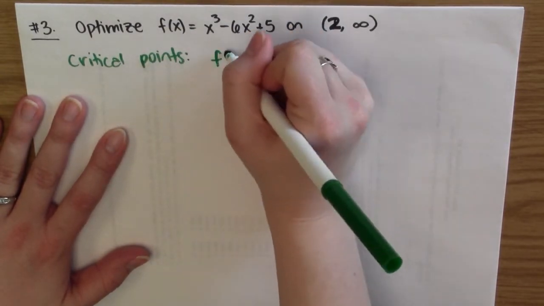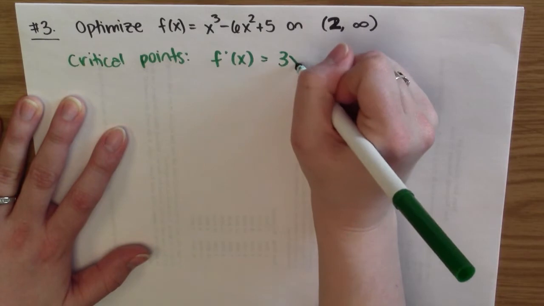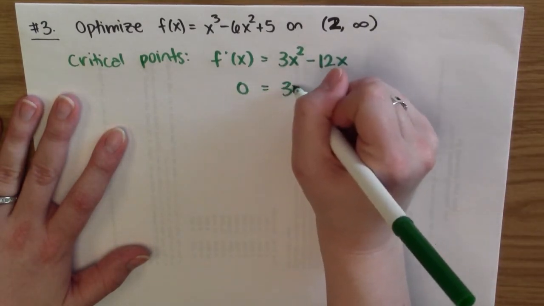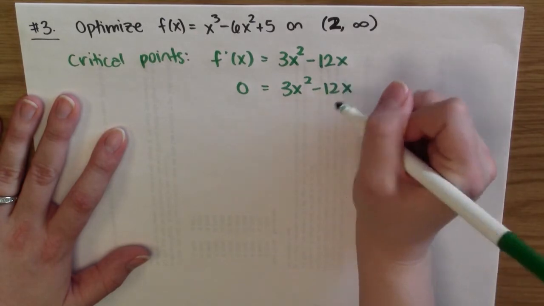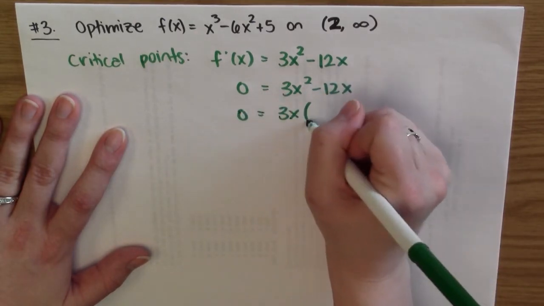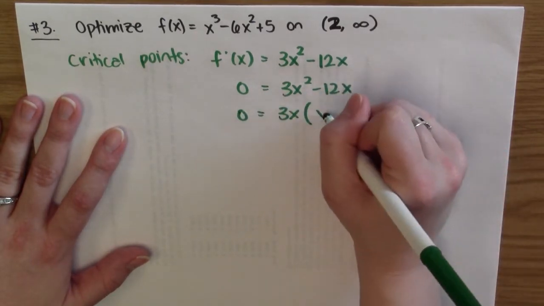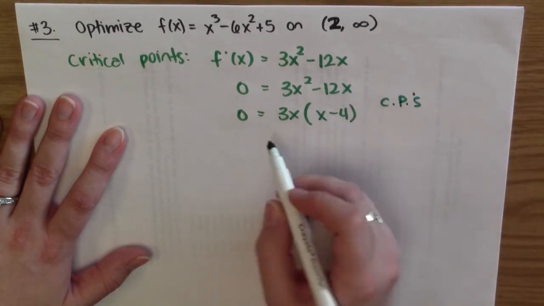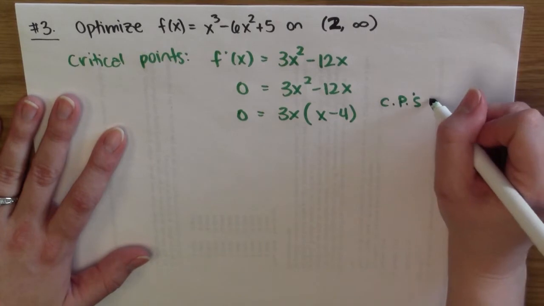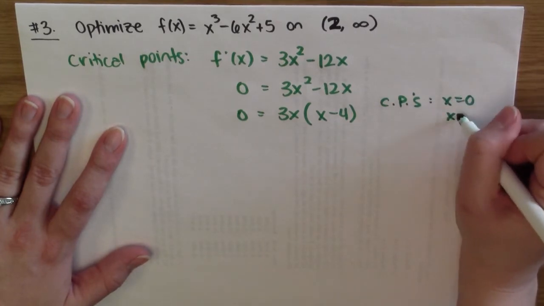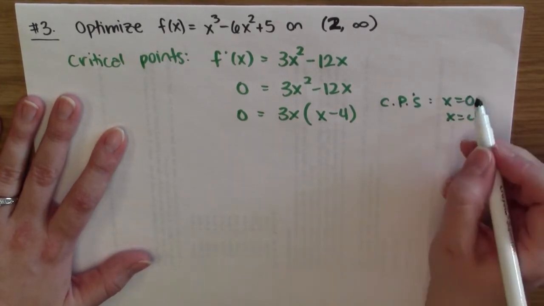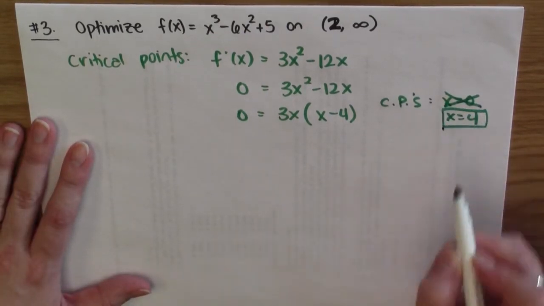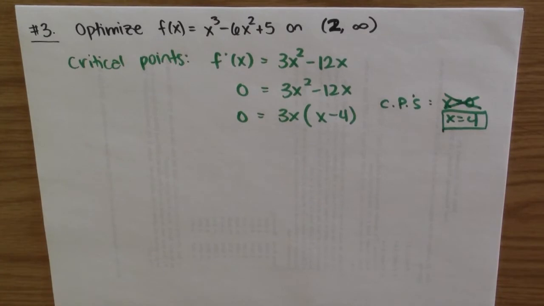In order to do that, I take the derivative of the function, 3x squared minus 12x. I set this equal to 0, 3x squared minus 12x. I can factor out 3x on the right-hand side here, so I get x minus 4. And so the critical points, setting each of these individually equal to 0, are x equals 0 and x equals 4. Well, x equals 0 isn't in my interval, so I don't really care about that one, and so x equals 4 is my only critical point.